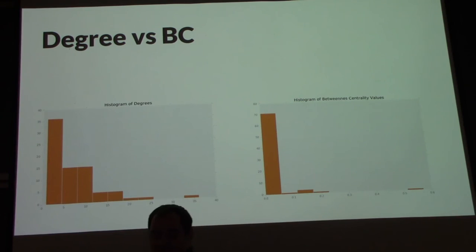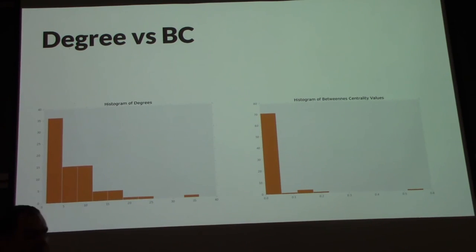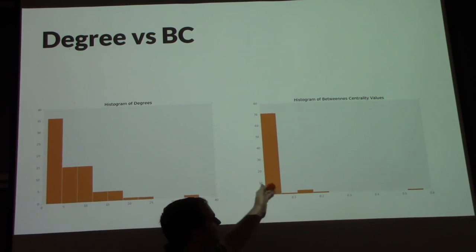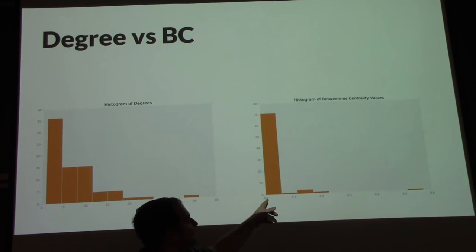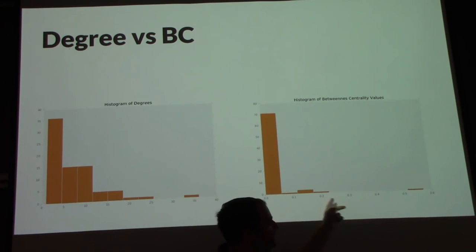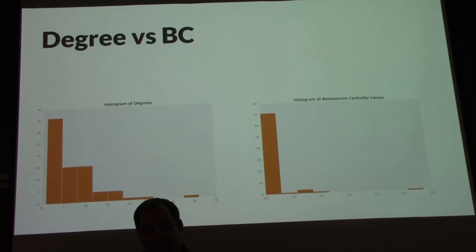Here's a comparison for those two networks in terms of the histogram of the degrees. And you can see for the histogram of betweenness centrality that we have an even more extreme distribution: the majority of nodes in a network have a low betweenness centrality, and then we have a couple of high outliers here.